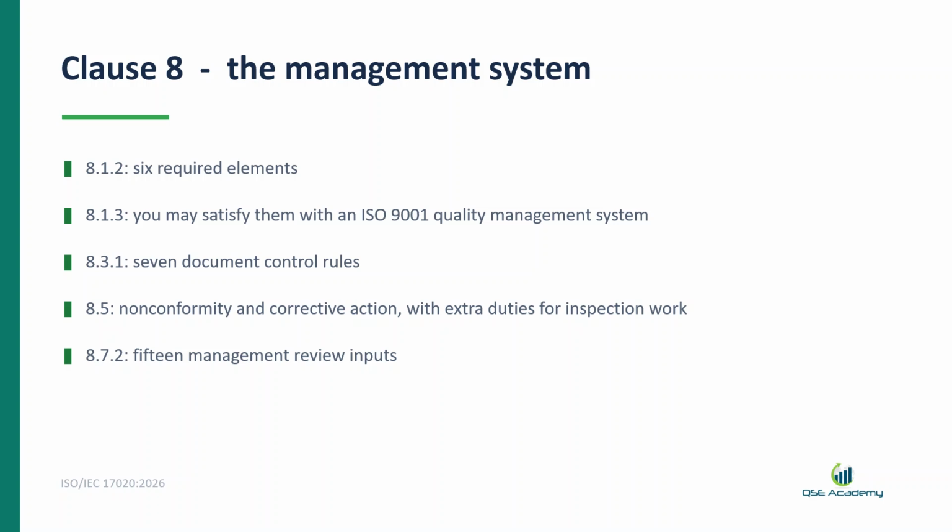8.3.1 sets 7 rules for document control. 8.5 covers nonconformity and corrective action. And 8.5.3 adds extra duties when the nonconformity affects inspection work itself, including halting or repeating work, withholding reports, and deciding on the acceptability of work already done. And 8.7.2 lists 15 inputs your management review must consider. 15, count them against your last review agenda.